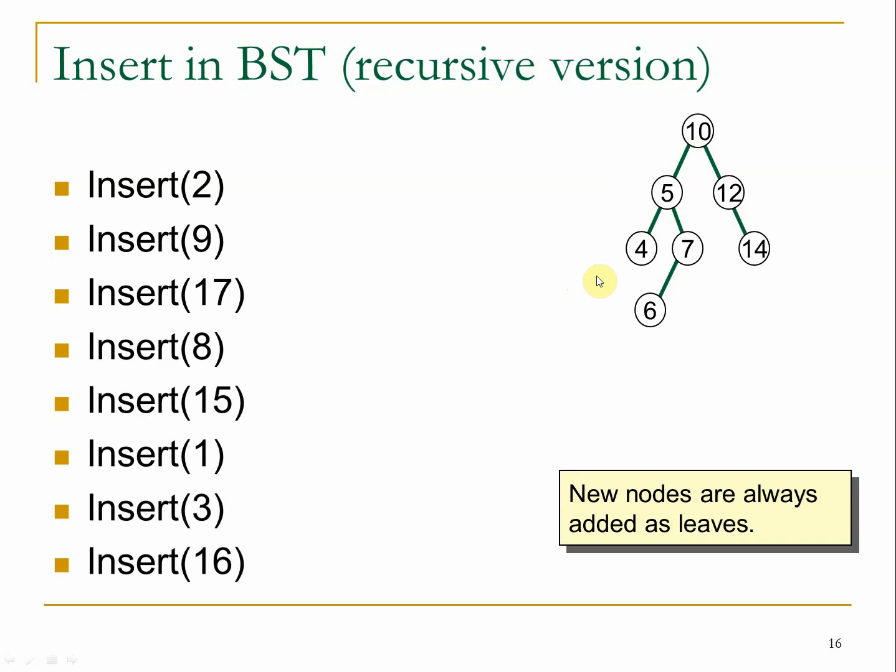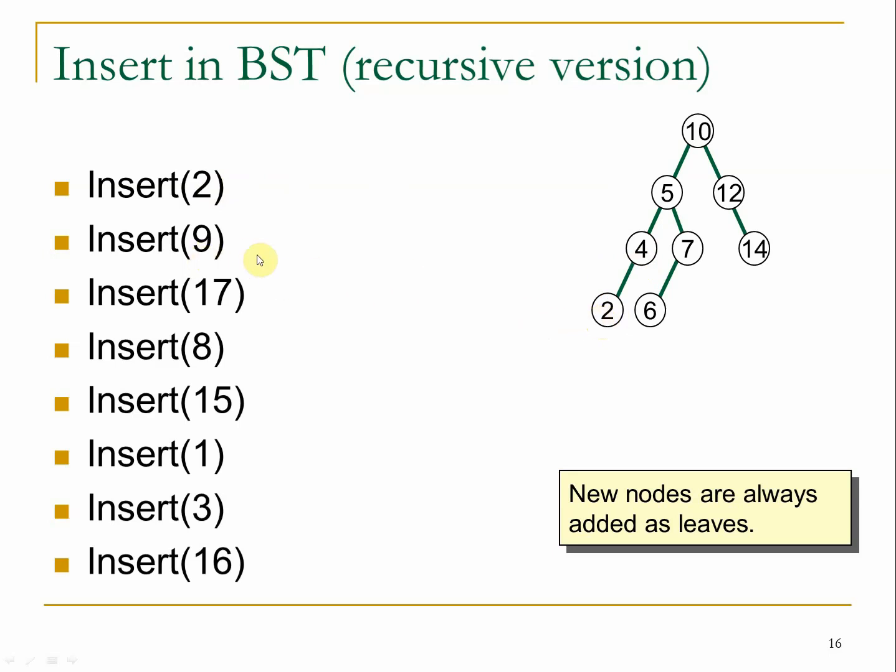So based on this tree that we have, first of all, we want to insert the node 2. Where do you think the node 2 will be inserted? Most of you will probably find the right location, which is going to be the left side of node 4. So this is where node 2 is going to be inserted.